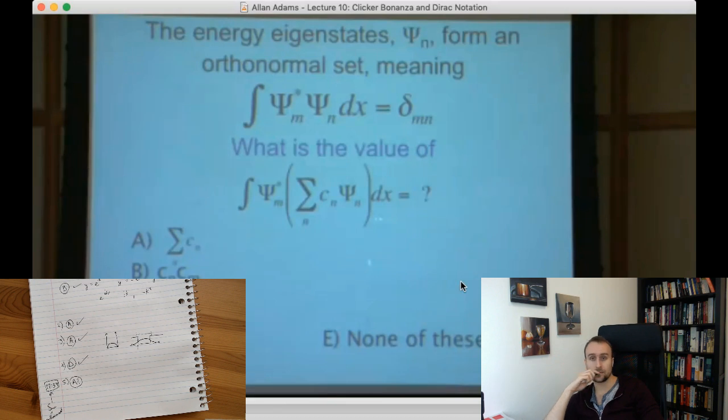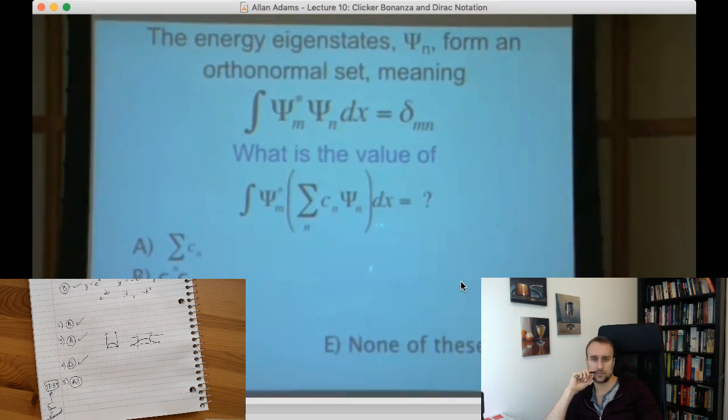Okay, good. The eigenstates phi n, which we usually call psi n, but there it is, form an orthonormal set, meaning the integral of phi m star phi n is delta mn. What is the value of the integral of psi m against the sum Cn phi n? Okay, you got 5 seconds. Give you a little extra time because people are clicking away. Okay, you now have 7 seconds because time is not linear.